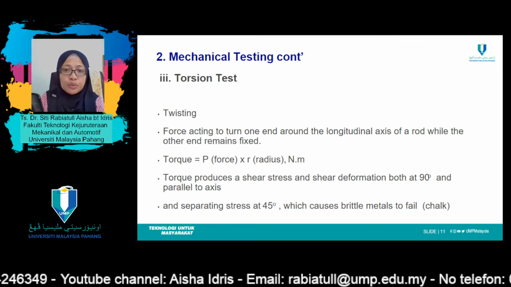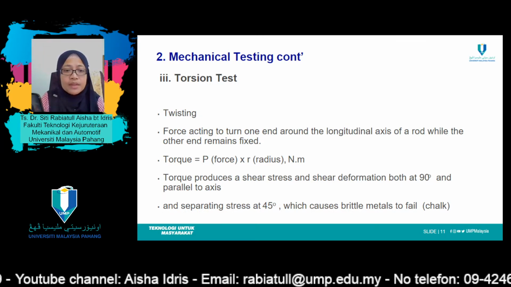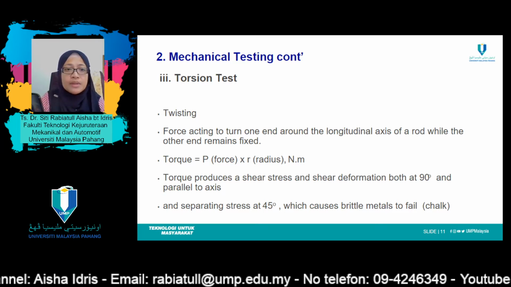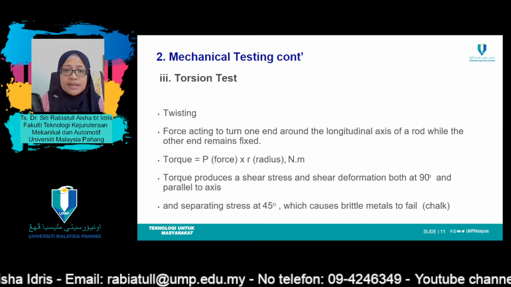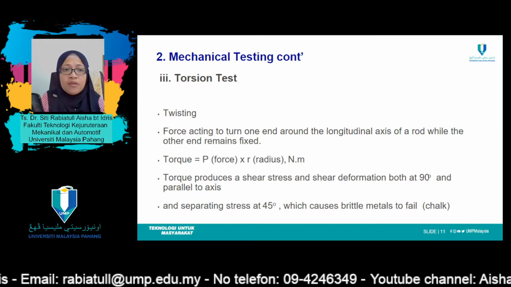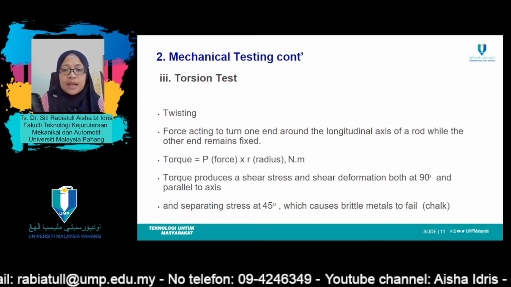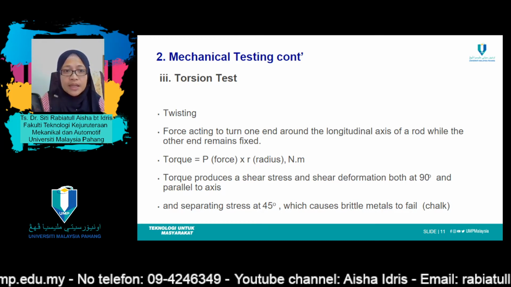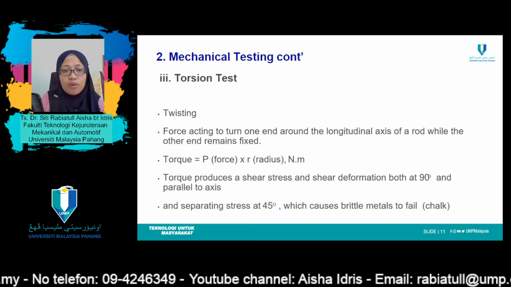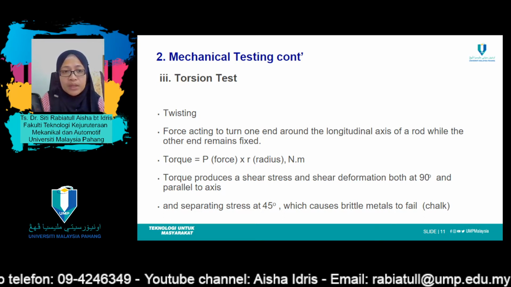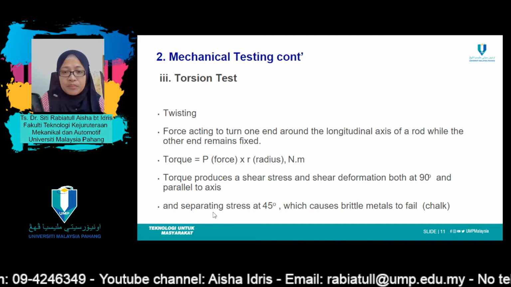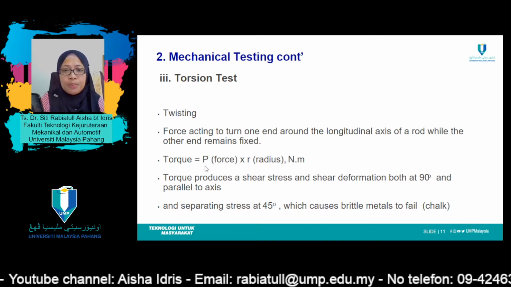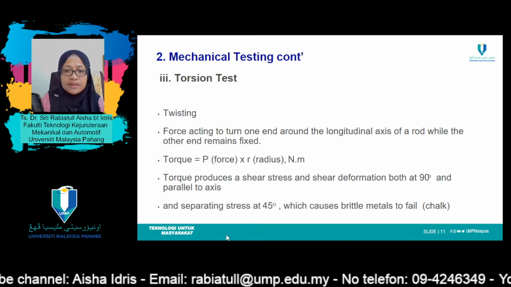Now move on to test number 3, which is torsion. Torsion testing involves the twisting of a sample along an axis and is a useful test for acquiring information like torsional shear stress, maximum torque, shear modulus, and breaking angle of a material or the interface between two materials. The formula for calculating the torque is equal to P, which is force times radius.